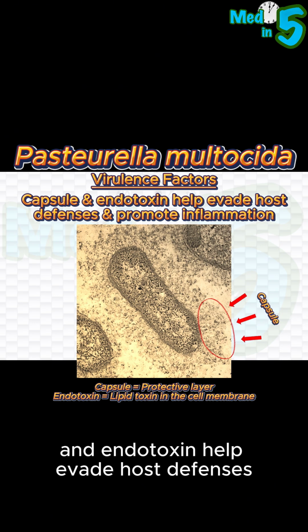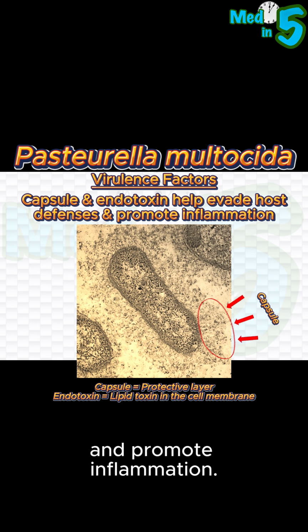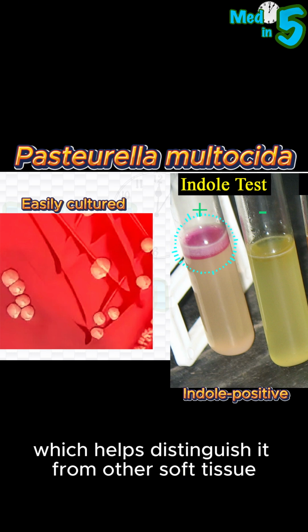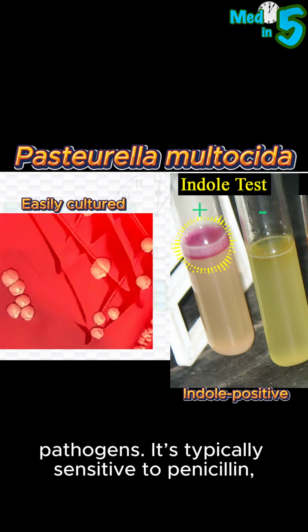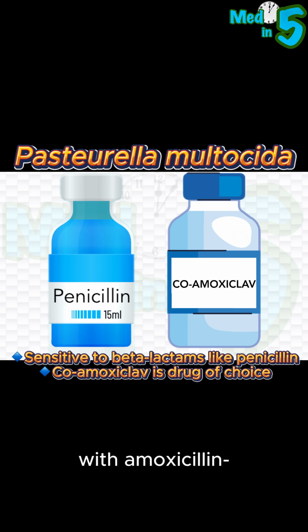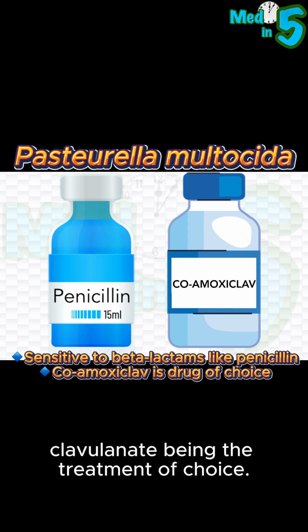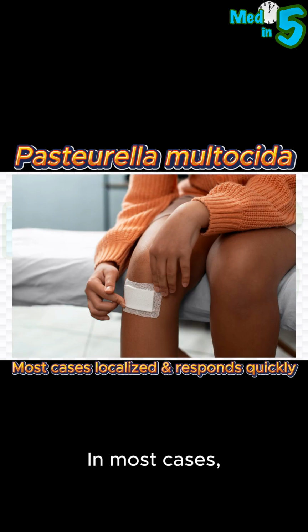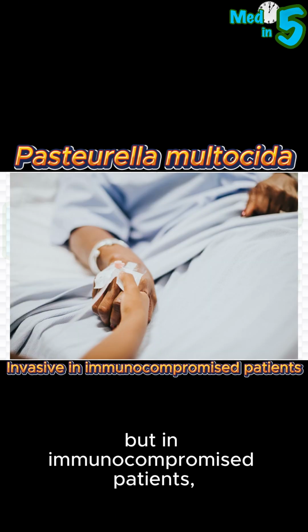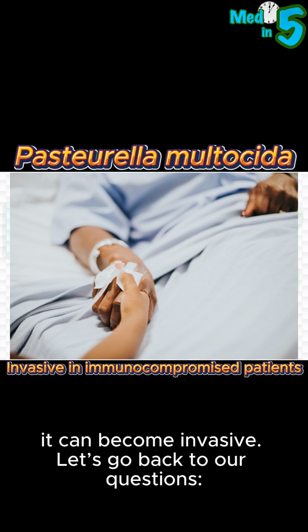Pasteurella's capsule and endotoxin help evade host defenses and promote inflammation. It's easily cultured and is indole positive, which helps distinguish it from other soft tissue pathogens. It's typically sensitive to penicillin, with amoxicillin clavulanate being the treatment of choice. In most cases, the illness is localized and responds quickly, but in immunocompromised patients, it can become invasive.